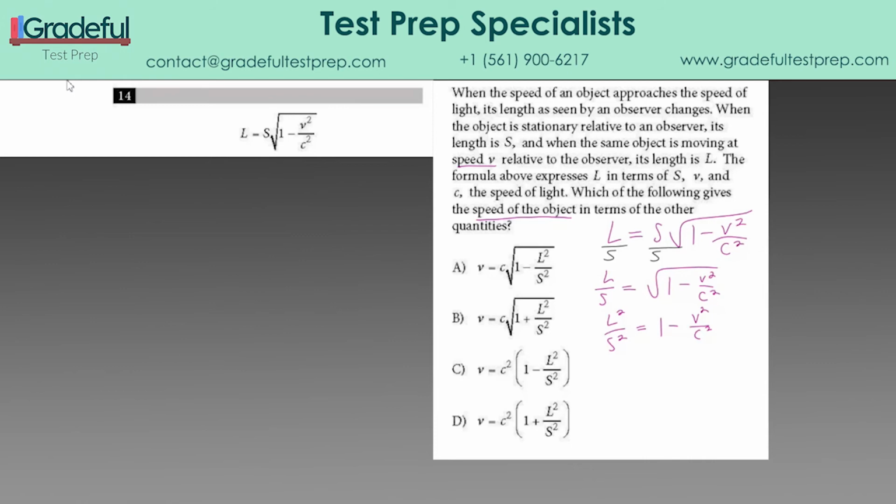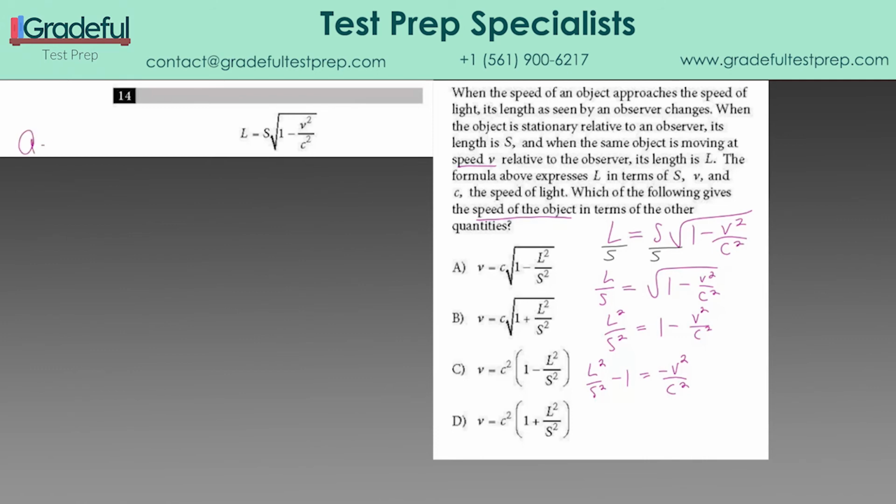So let's just go ahead and take away 1 from both sides. L squared over s squared minus 1 equals negative v squared over c squared. Now we're going to end up taking a square root on the right hand side there, and looking ahead to that, we're not going to want that negative sign there. So let's just go ahead and multiply both sides by negative 1. But something really interesting comes up.